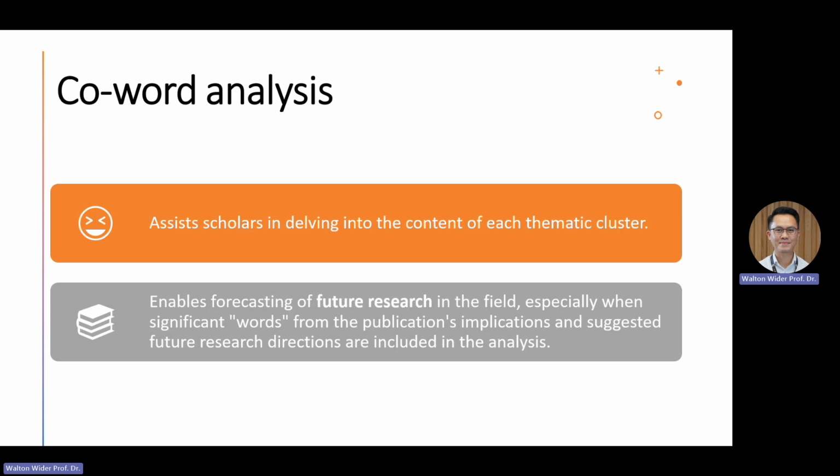So how can co-word analysis help researchers? There are two ways it can help in bibliometric analysis. The first one is content analysis of thematic clusters. It can help researchers examine the content within each thematic cluster, providing insight into the core subjects and also the concepts that define different areas of research.